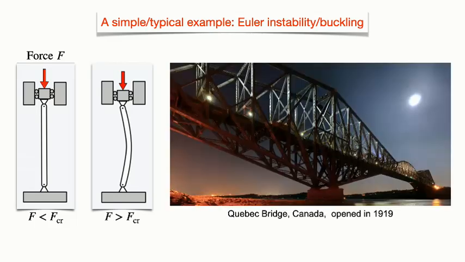And this is the Quebec Bridge in Canada. It's very famous because it's the most commonly used failure example in engineering mechanics. At the time it was designed, it only considered the strength of the beam. So the designer didn't consider the instability of the beam. So although the strength condition was satisfied, it still broke. It broke because of the instability.